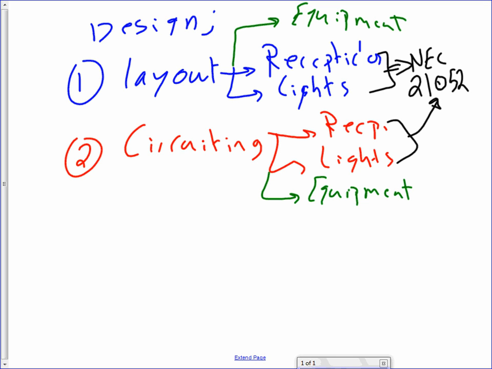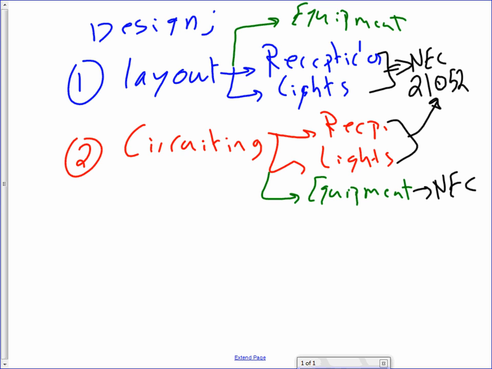When it comes to the equipment, guys, equipment rules are scattered all over. For example, if you have an AC unit, we're going to go to Article 440. If you have a sump pump, we're going to go to Article 450. So there are a lot of places for equipment. There are a lot of articles that tell you how to circuit these equipments. So for equipment, I'm going to say just NEC here, different articles.